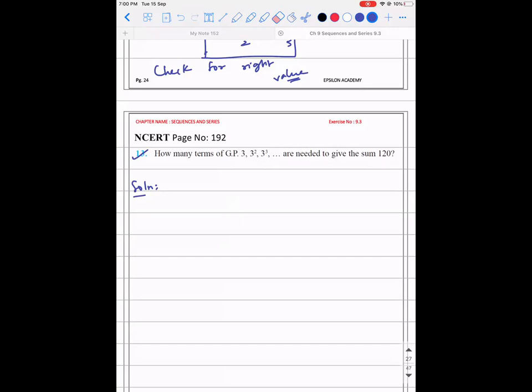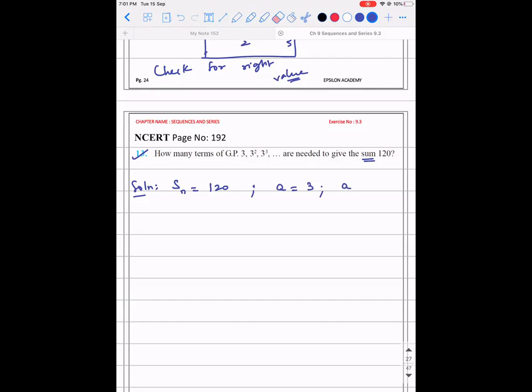Yes, sir. How to solve this problem? How many terms of GP 3, 3 square, 3 cube are needed to give the sum 120? So what have they given? Sum Sn is equal to 120. Okay. What else is there? They have given the first term and the second term, sir.